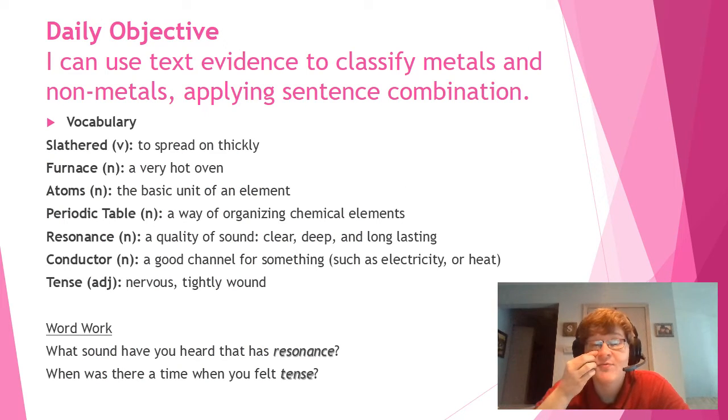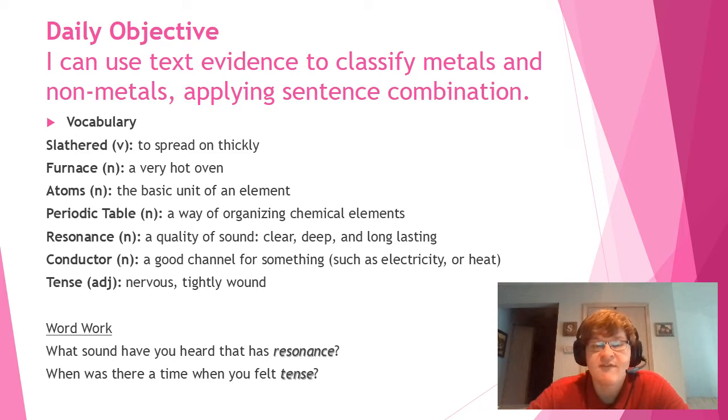Looking at our daily objective for the day: I can use text evidence to classify metals and non-metals, applying sentence combination. So we practiced some sentence combination before. Today we're going to talk about the differences between metals and non-metals. It's usually pretty easy to tell by some physical and chemical differences. It's not going to be that difficult. You're usually able to look at something, look at the physical traits, and be able to tell right away if it's a metal or a non-metal. Let's review our vocab first. We have a little bit of word work.